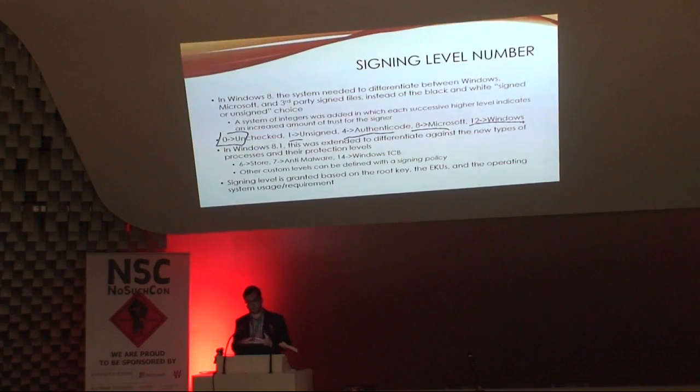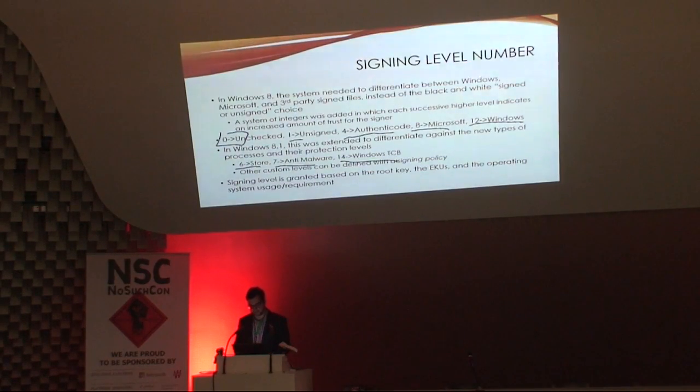In Windows 8.1, they then added a whole bunch of other levels for the protected process feature that I'll mention. So they had, for example, 6 for Windows Store applications, 7 for anti-malware applications, 14 for trusted computing-based applications, and you can also add custom levels as well through a signing policy. These levels are based around, first of all, who is that certificate from, what EKUs are there in it, and what OS is this and what the policy is.